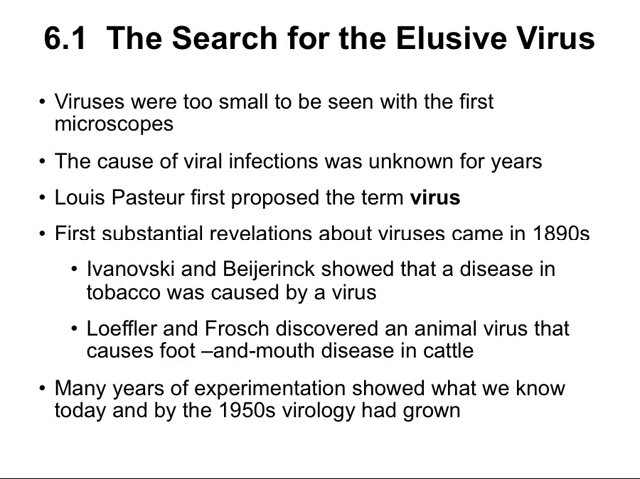Louis Pasteur was the first to propose the term virus, which is simply Latin for poison. In 1884, Louis Pasteur also designed the first vaccine for rabies. In the 1890s, there were substantial revelations about viruses. Ivanovsky and Beijerinck showed that a disease in tobacco was caused by a virus called the tobacco mosaic virus. And then Loeffler and Frosch discovered an animal virus that causes foot and mouth disease in cattle.